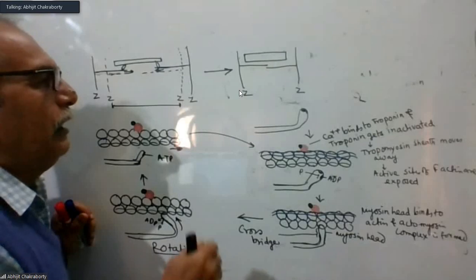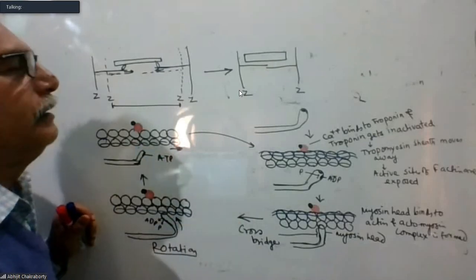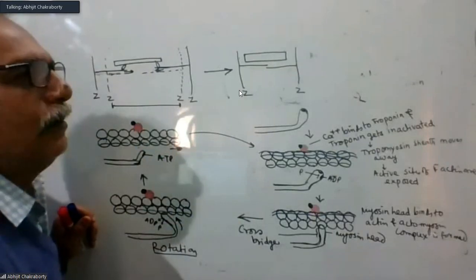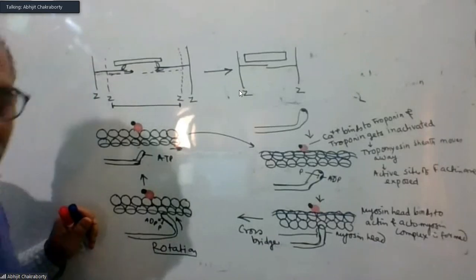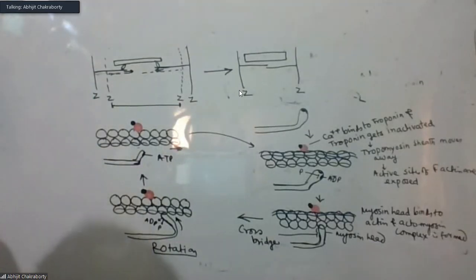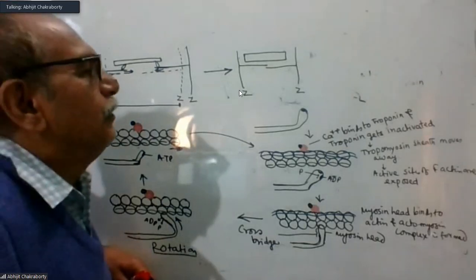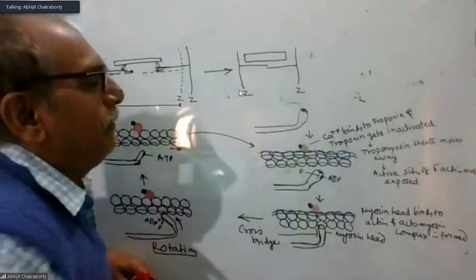So gradually the length of the sarcomere decreases. The A-band remains the same, but the length of the I-band is reduced. The A-band maintains its own length; the length of the A-band remains the same.